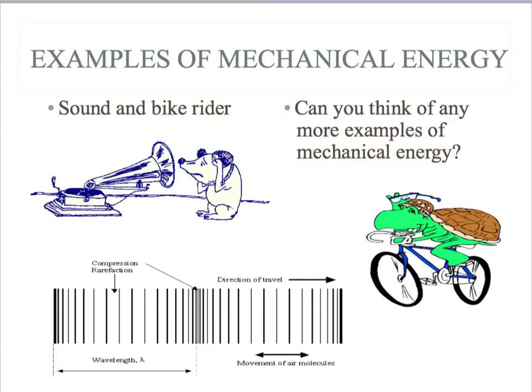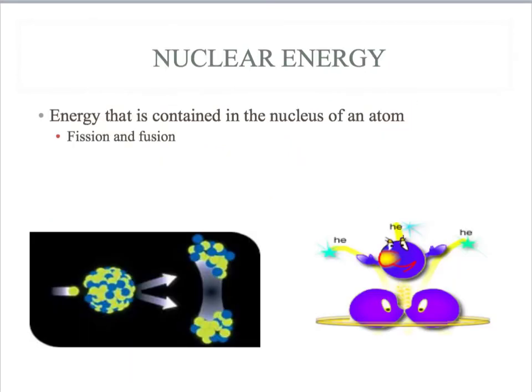This little turtle riding a bike is an example of mechanical energy. There are a lot of moving parts in a bike, but also because this turtle is riding a bike, he has kinetic energy. So if you want to list a bunch of examples that we've used in class lately involving potential energy or kinetic energy, that might be a good idea. It would be helpful for your quiz tomorrow.